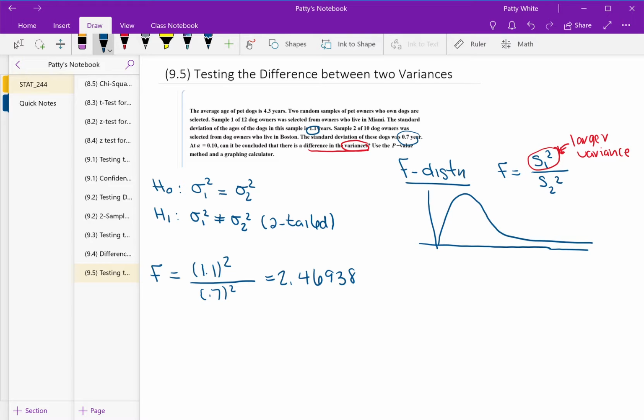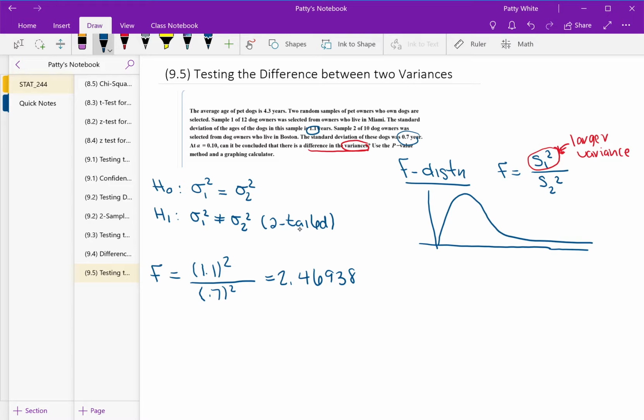Now, to use the p-value method, I want to find the area in the tail from my test statistic all the way to the tail. Since we have a skewed distribution here, we are going to do the same thing we did in Chapter 8. We're going to go from this test statistic to positive infinity. No matter what our hypotheses are, we're always going to go to positive infinity.